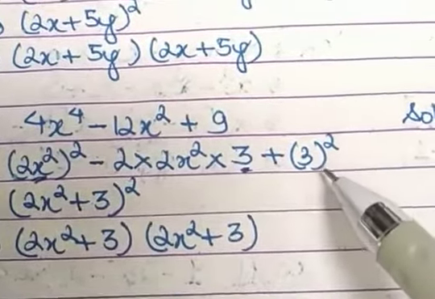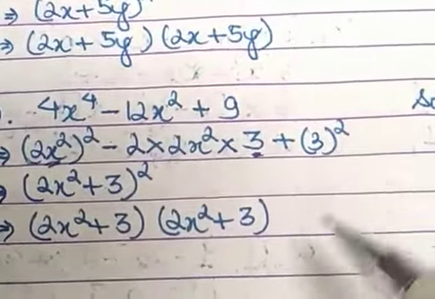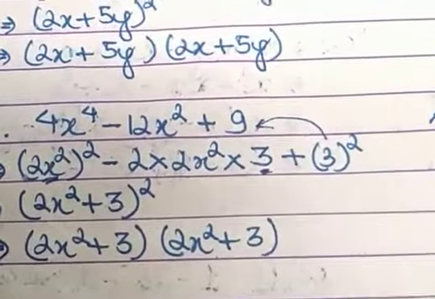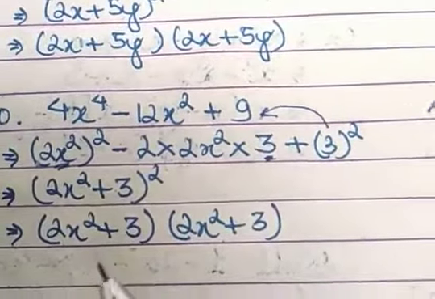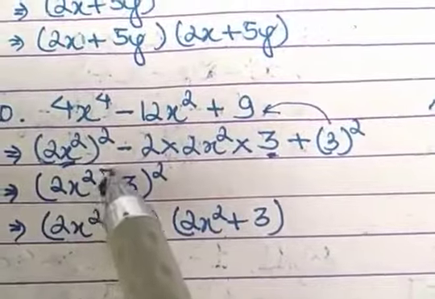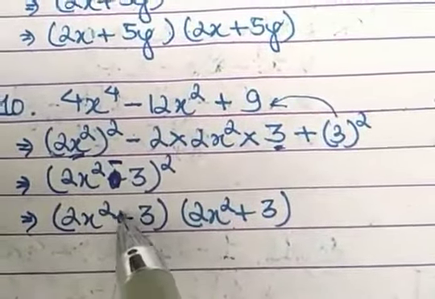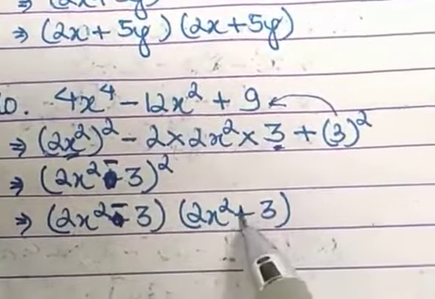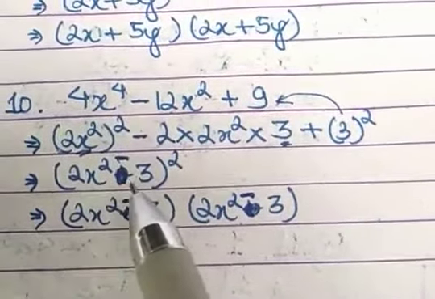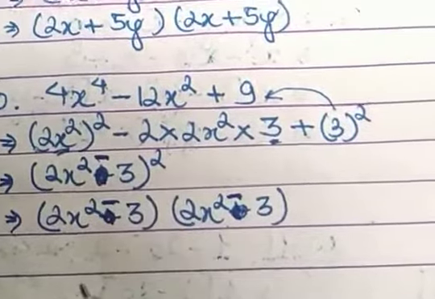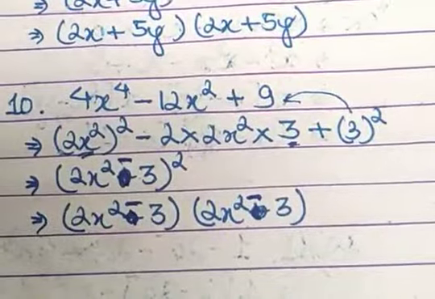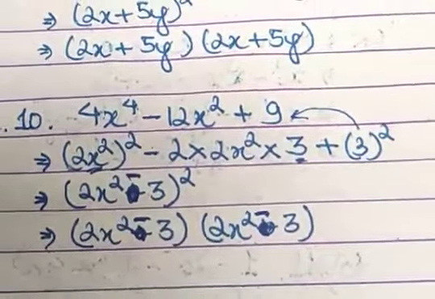Now plus b square, so 3 square, I know it's 9, just simple cross checking. Now this one again, it's not plus but it is a minus b whole square. So for a minus b whole square, 2x square minus 3 whole square can be written as 2x square minus 3, 2x square minus 3, the factor form, and we are done here.